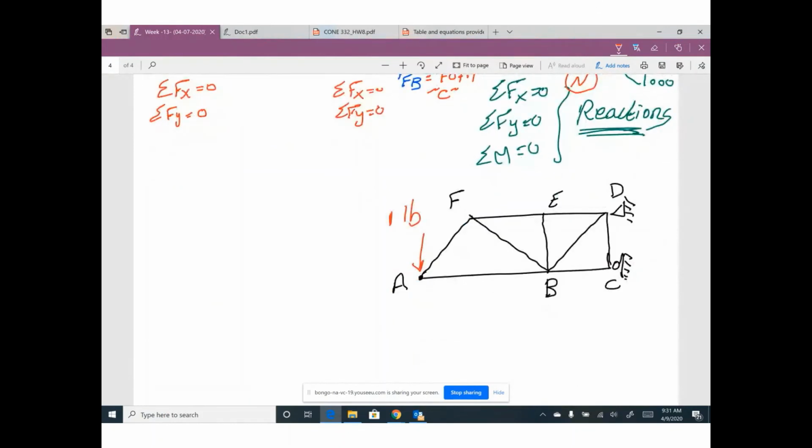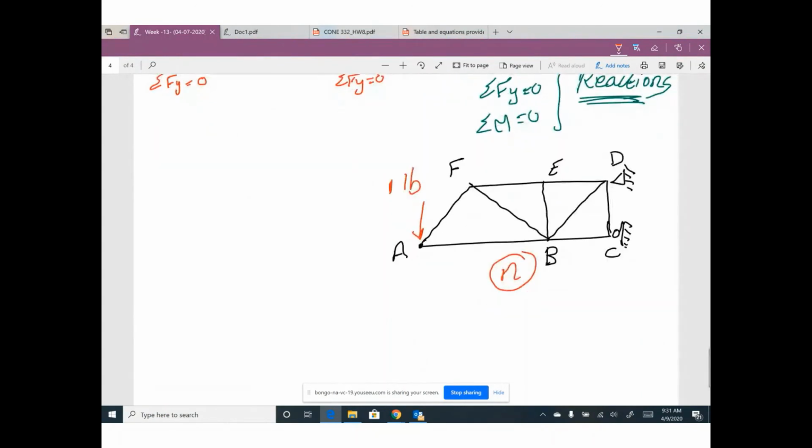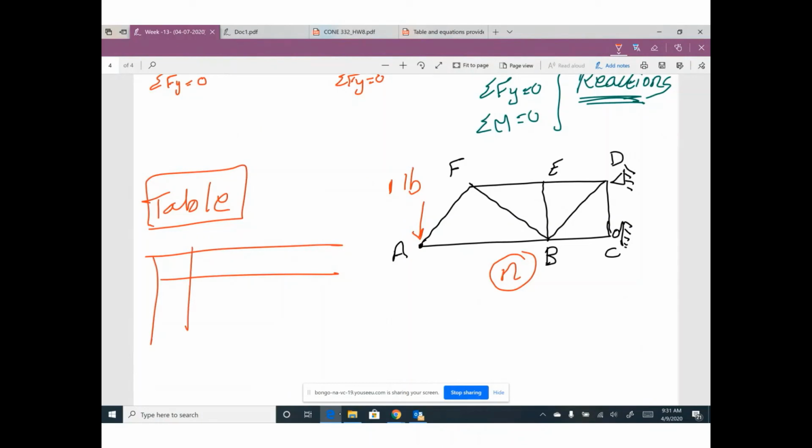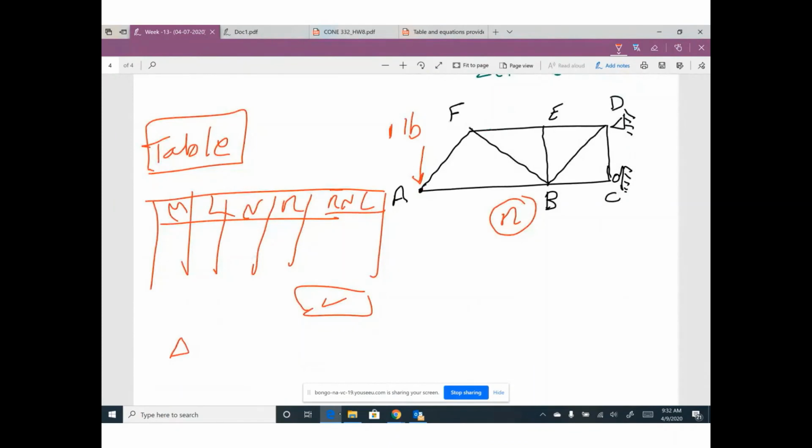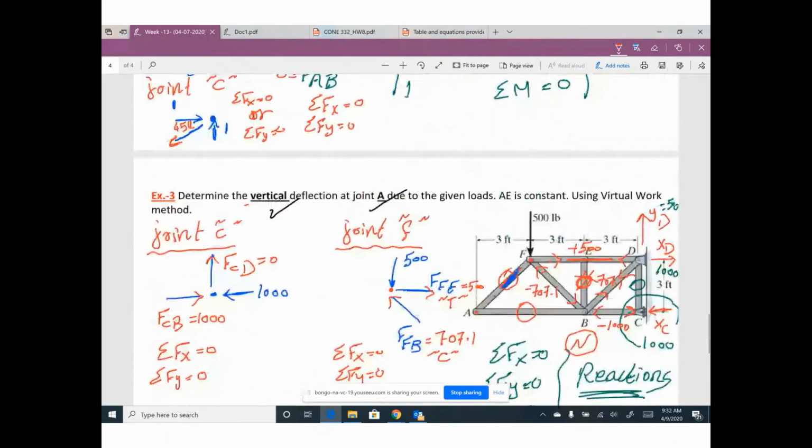Go ahead and solve your truss one more time to figure out the value of small n. Construct a table. Put your members, lengths, capital N, small n, and n times L, and figure out the summation. Your final deflection at point A, which is vertical, equals this value divided by AE. So the key in this problem, or in this method, is how to solve the truss.